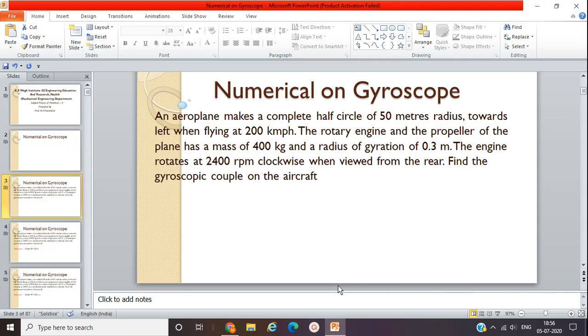An aeroplane makes a complete half circle of 50-meter radius towards the left when flying at 200 km per hour. The rotary engine and the propeller of the plane has a mass of 400 kg, and a radius of gyration is 0.3 meter. The engine rotates at 2400 rpm clockwise when viewed from the rear end. Find the gyroscopic couple on the aircraft. So it means that one aeroplane is given to us, and some data is given in that.